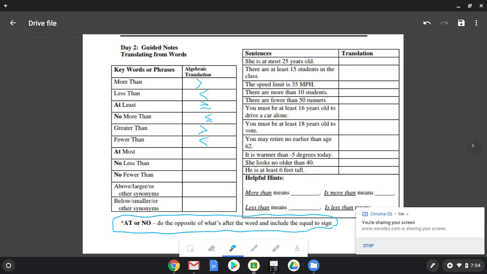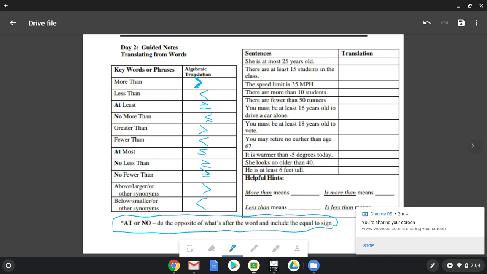At most, so most means more than, so we're going to do the opposite of most, or more than, which would be less than. The word at is there, so that means we put the equal sign underneath as well. No less than is just the opposite of less than, so that's greater than or equal to. And then no fewer than, fewer means less, so that would also be greater than or equal to. And then whenever you have anything above, larger, any other synonym, that's always greater than. Anything smaller, below, is always less than. So those are all the inequalities that we need to make sure that we know as far as the word translating goes. Sorry about that first one, it's a little ugly.